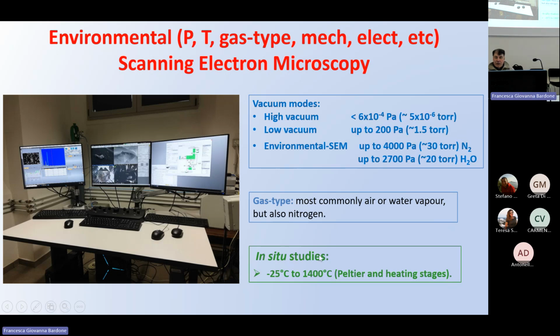And for in situ studies in temperature, we have a Peltier and the heating stage, which can work from minus 25 degrees Celsius up to 1400 degrees Celsius. So you can cool and heat your material in this range.